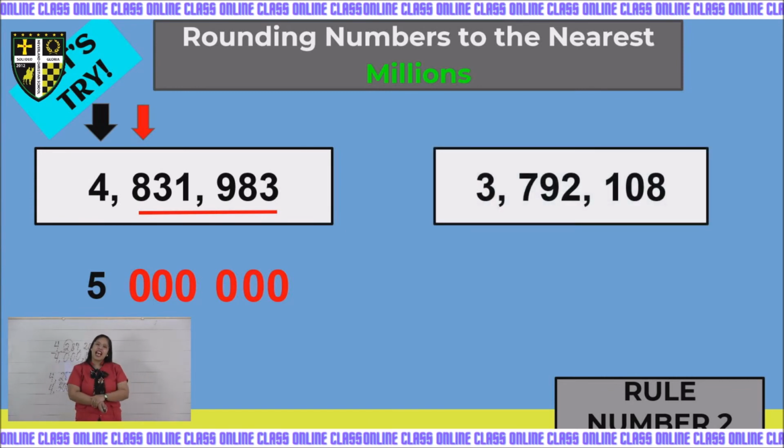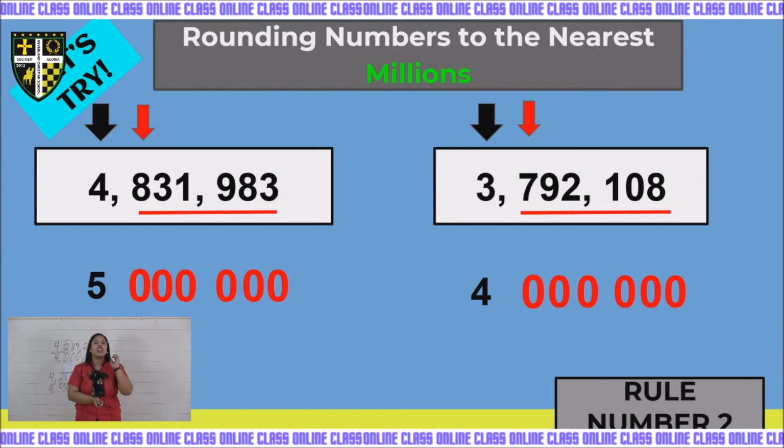Very good. Last one, we have 3,792,108. So the millions place is 3, and the digit at the right side is 7. Very good. And 7 is greater than 5. So we will add 1 to 3, and 7 and all the rest of the digits on the right will become zeros. Very good. So again, 3 will become 4. Why? Again, the digit on the right side of 3 is 7. So 7 is greater than 5. So we will just add 1 to the rounded digit. Did you get it, kids?